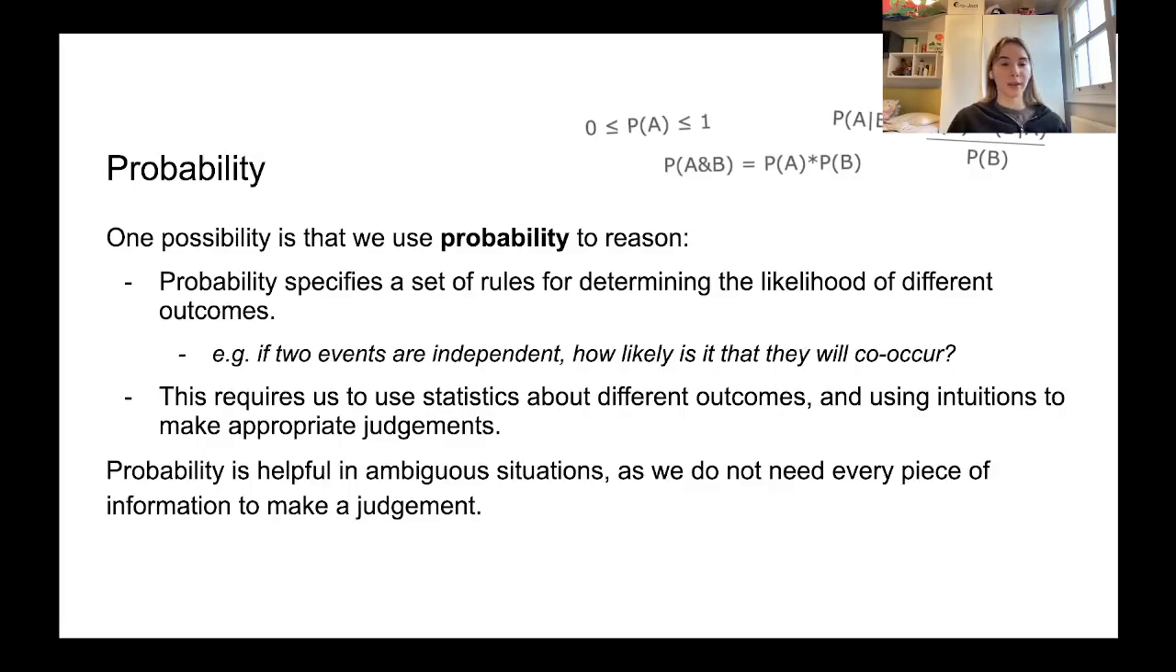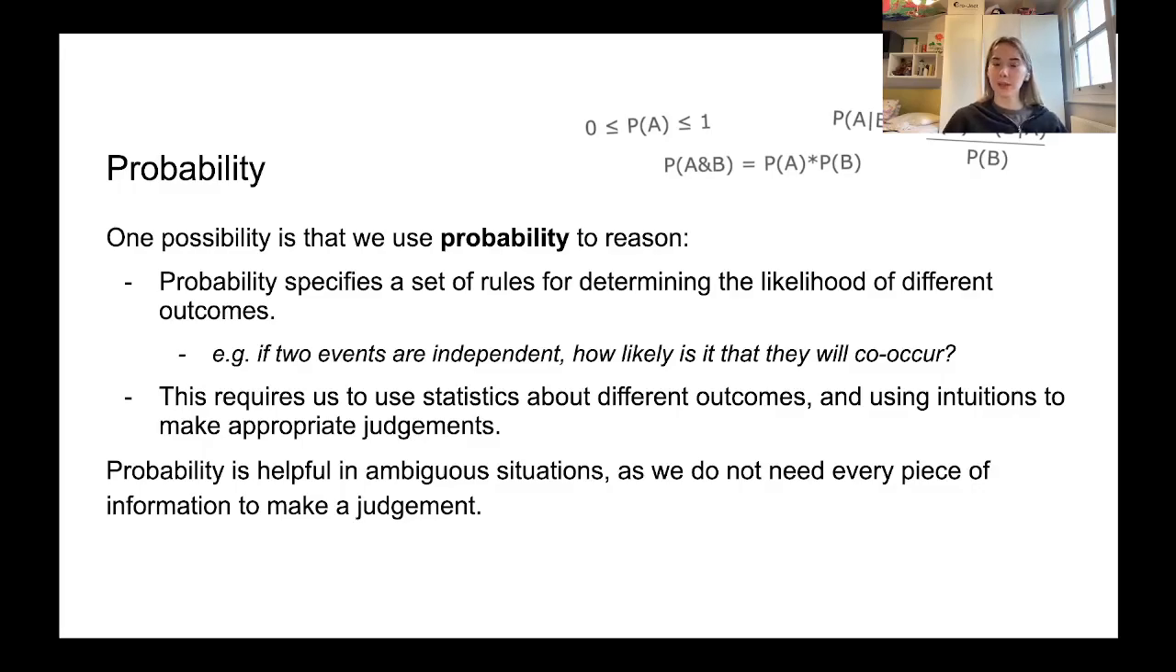One possible approximation that we use is probability. Probability specifies a set of rules for determining how likely different outcomes are to occur. So for example, if two events are independent, how likely is it that they will occur together or co-occur? This means that we have to use statistics about different outcomes and then use our intuitions to make appropriate judgments. Probability is therefore really helpful in ambiguous situations because we don't need every single piece of information to make an appropriate judgment.